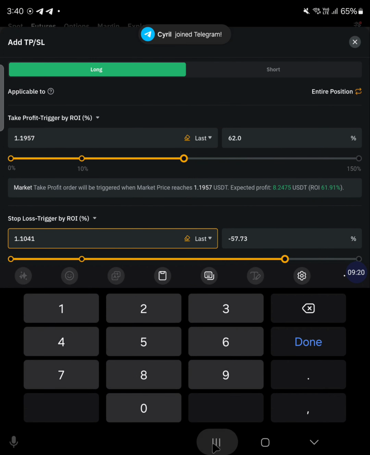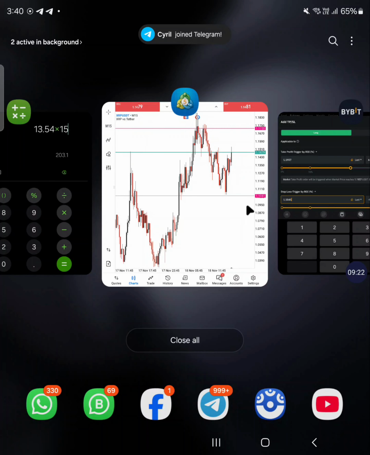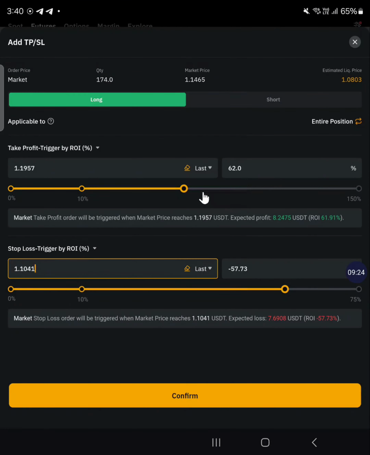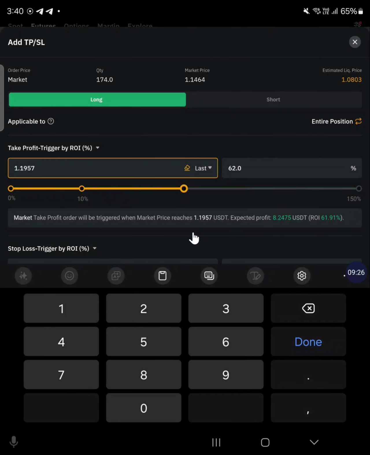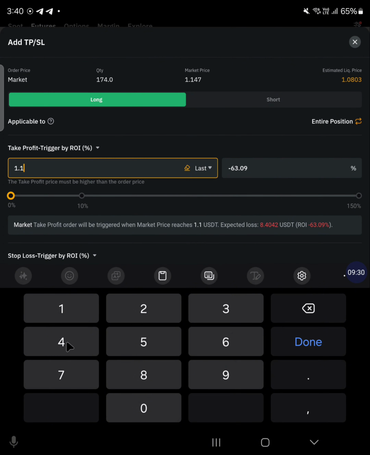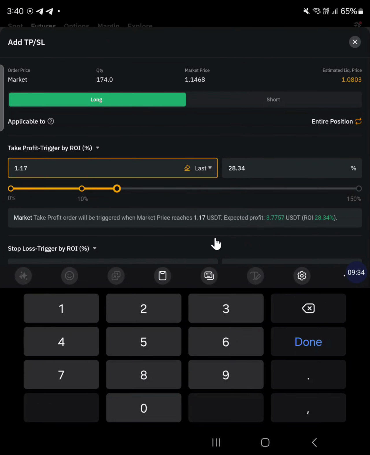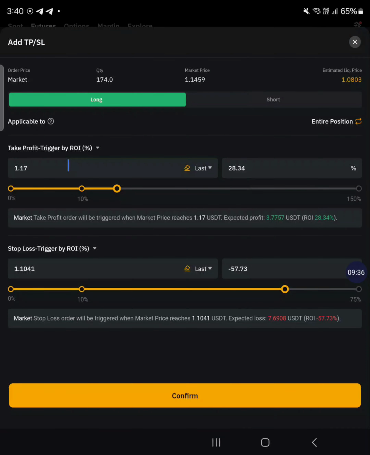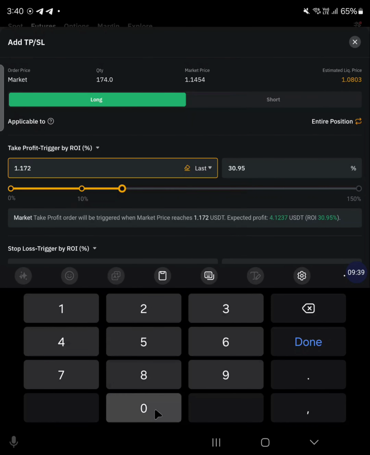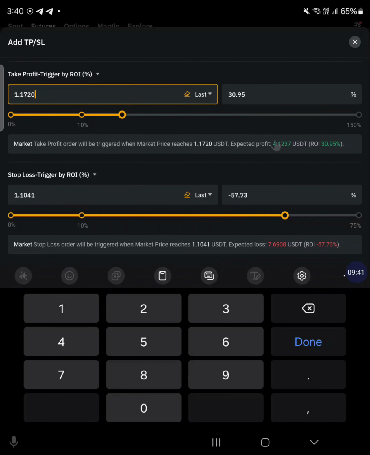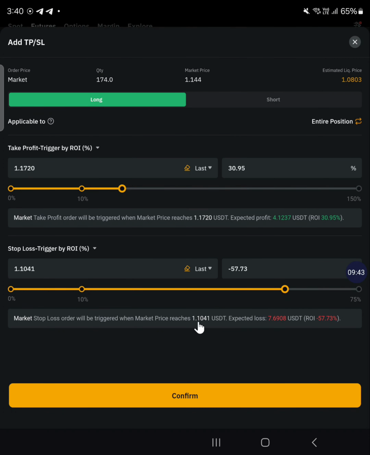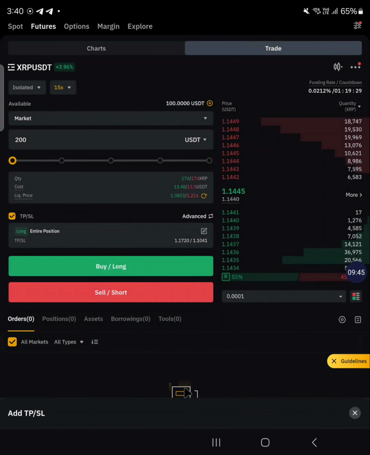1.1041. Is that the value? Let me check. 1.1041. Beautiful. That is the value. This is 1... What? It's supposed to be 1.1720. I think something happened. 1.1720. Beautiful. So this is exactly what I want you to see. You now see it. So click on confirm.